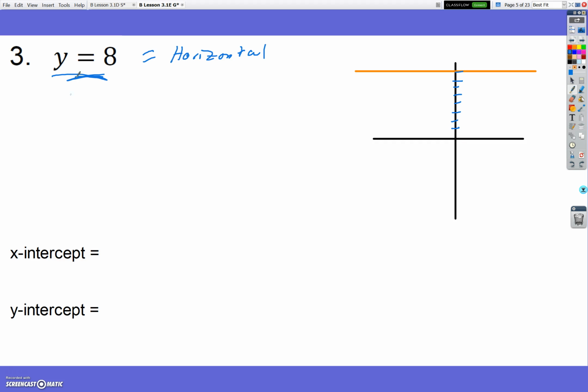So the shortcut here is when it's just y equals, this orange line does not cross my x-axis, so therefore there is no x-intercept. There is none. But this point right here is 0, 8. That is a y-intercept. My y-intercept is 0, 8. So all you need to do is take, when it's y equals, it has a y-intercept and whatever that value is.